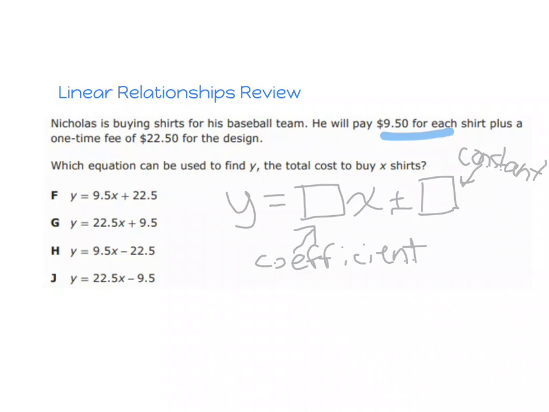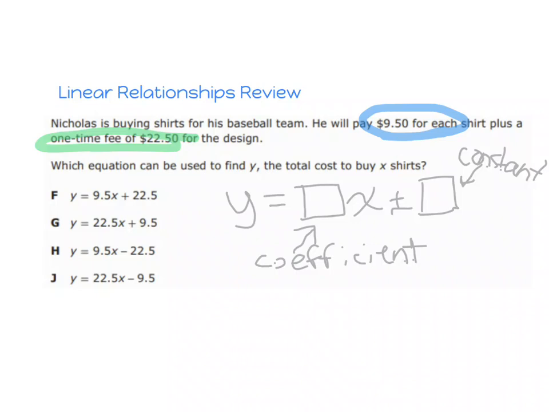So a couple of things I noticed when I was reading. I saw this word each, right? So $9.50 for each shirt. Okay, that's happening over and over again every time they buy a shirt for the baseball team. Every shirt costs $9.50. So you hear me using that other rate of change word. I also noticed there's a one-time fee of $22.50 for the design. So they only have to pay for the design one time.